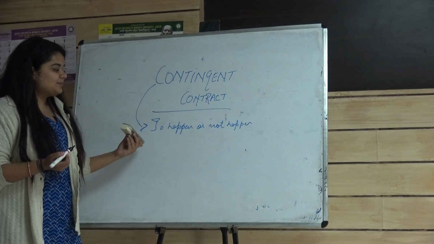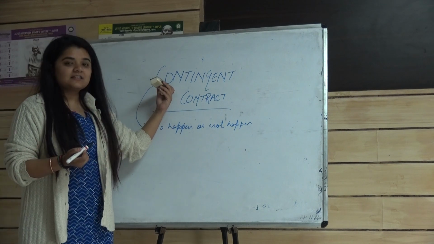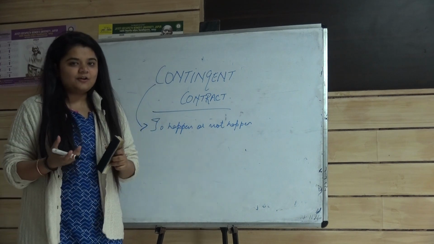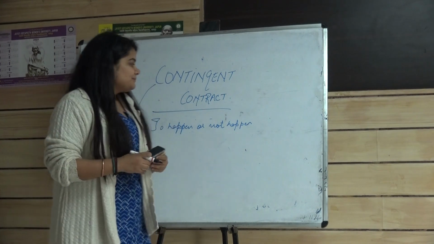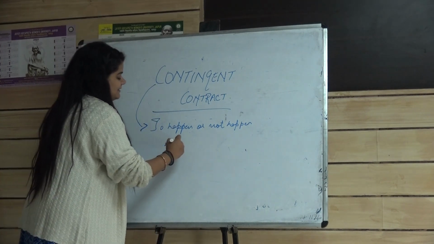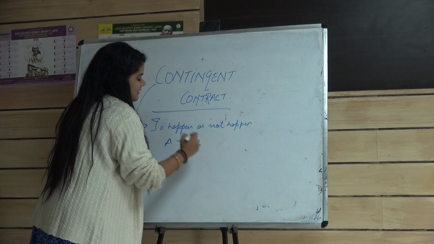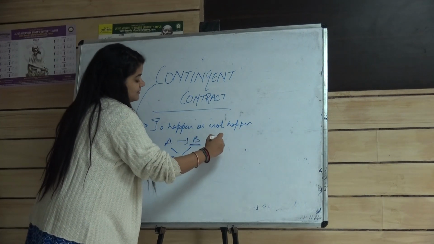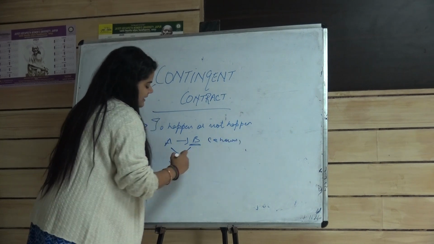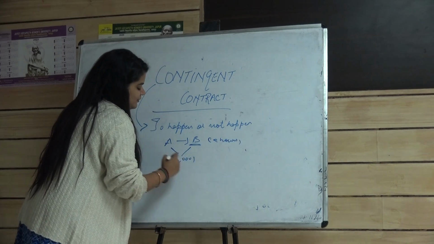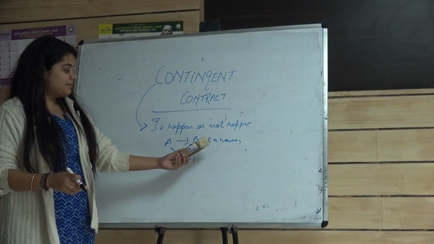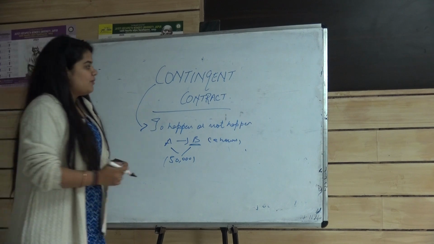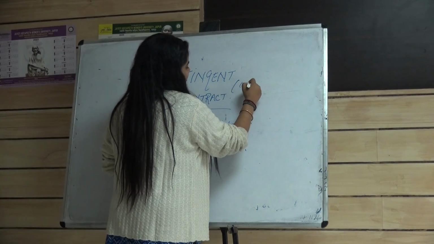So like we can see from the literal meaning, contingent contracts are those contracts which are formed on the basis of an event happening or not happening. For example, if A tells B that if you complete this task within 2 hours, I will give you 50,000 rupees. So there is a contingency of something happening or not happening. So this is known as a contingent contract. We can also call it conditional contract.